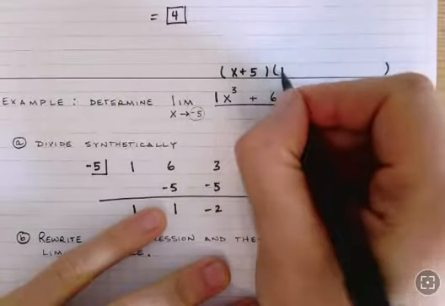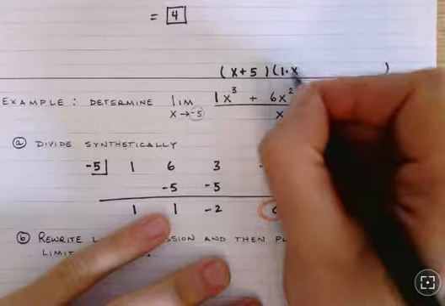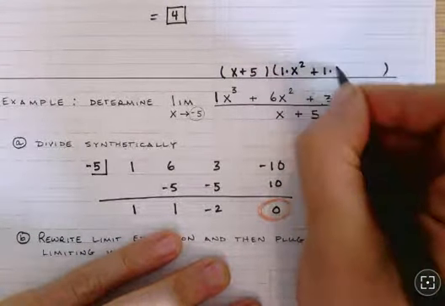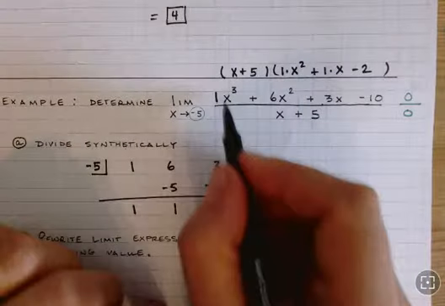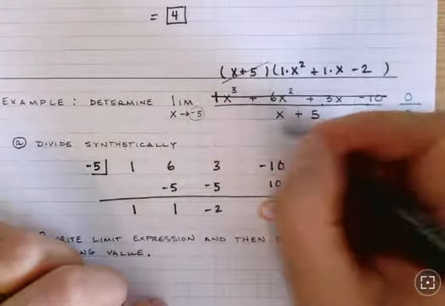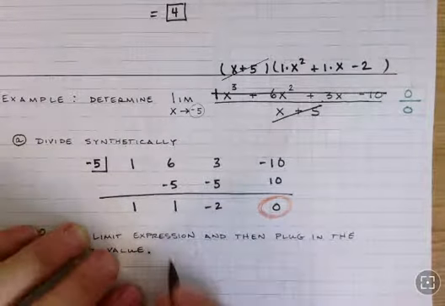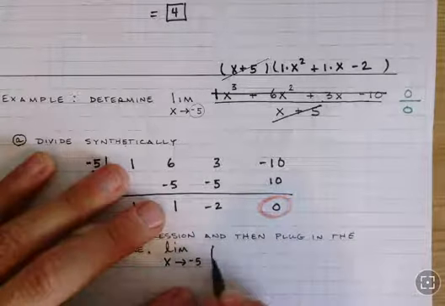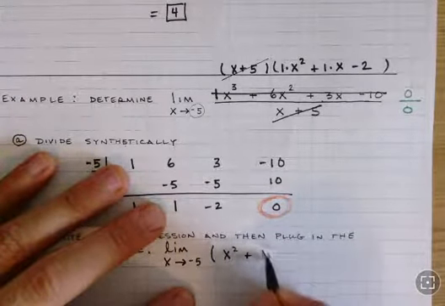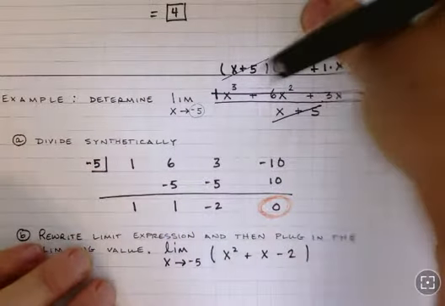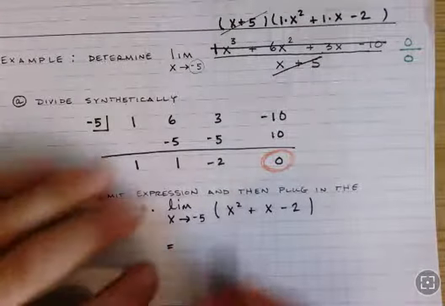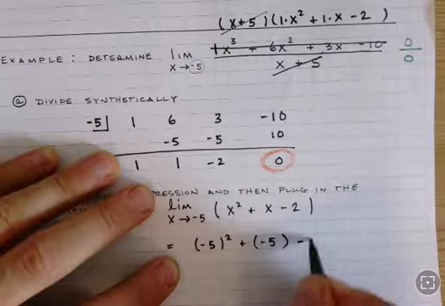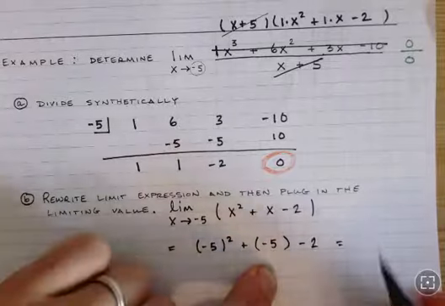That tells us that our factor here will be 1x squared plus 1x minus 2. These cancel. We end up with the limit as x approaches negative 5 of x squared plus x minus 2, which ends up being equal to 18.